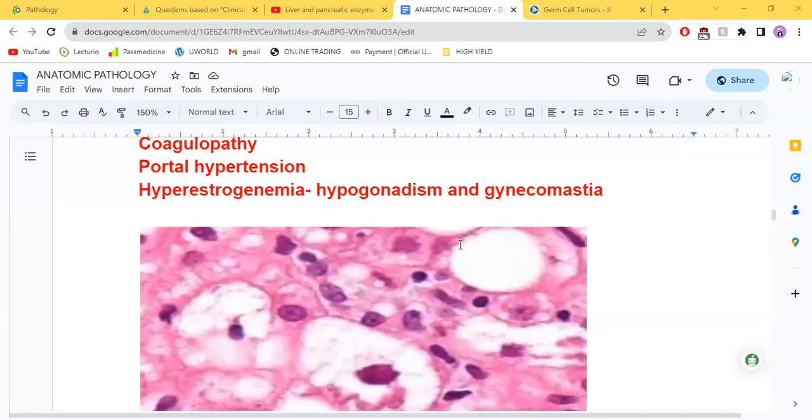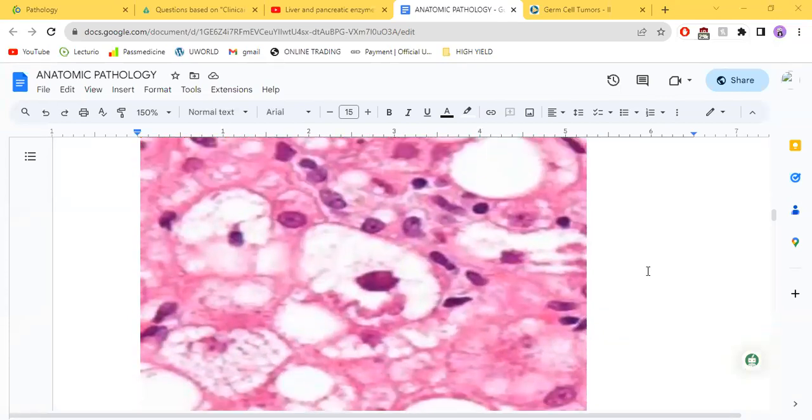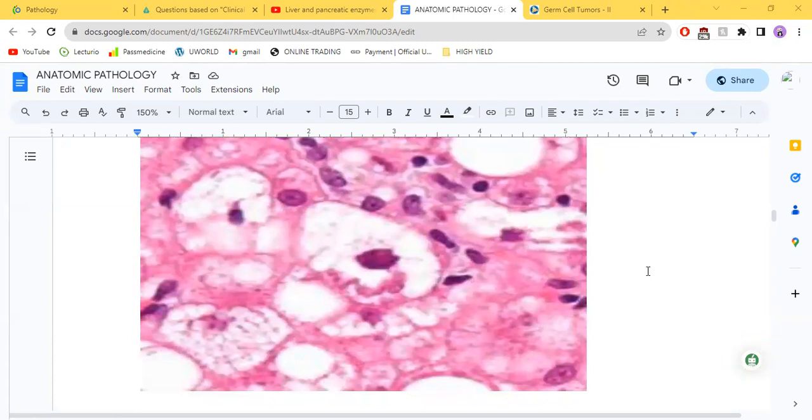Now, next we can see a cell, and this cell has an inclusion inside. What could this inclusion be? And what could this cell be? Or which organ does this cell come from? We'll get that from there. So this is a hepatocyte, right? And this hepatocyte has an inclusion. What is this inclusion inside the hepatocyte?